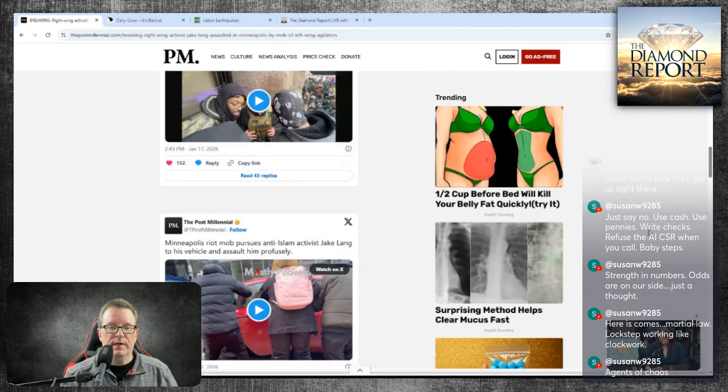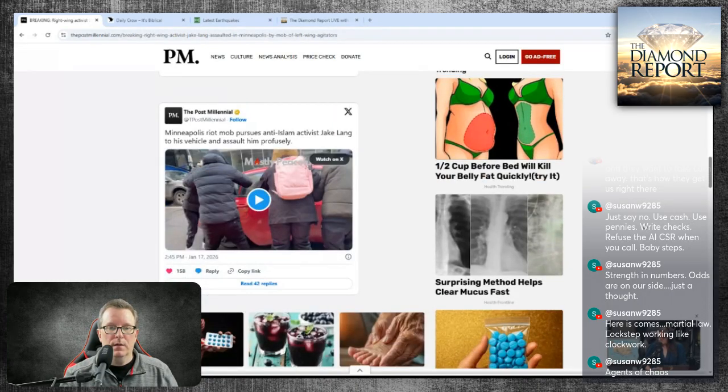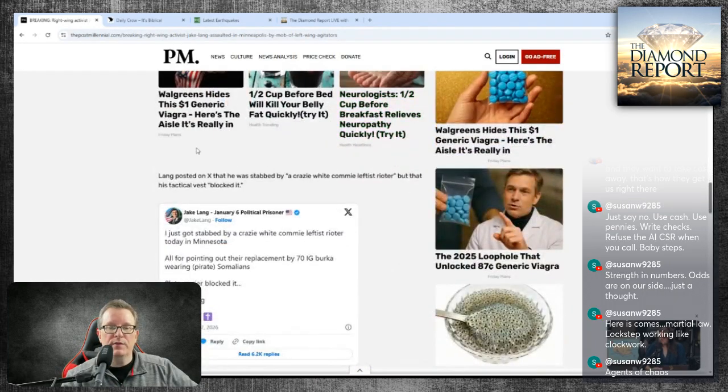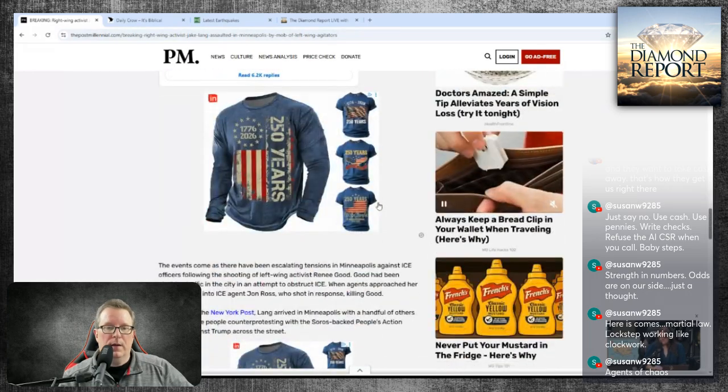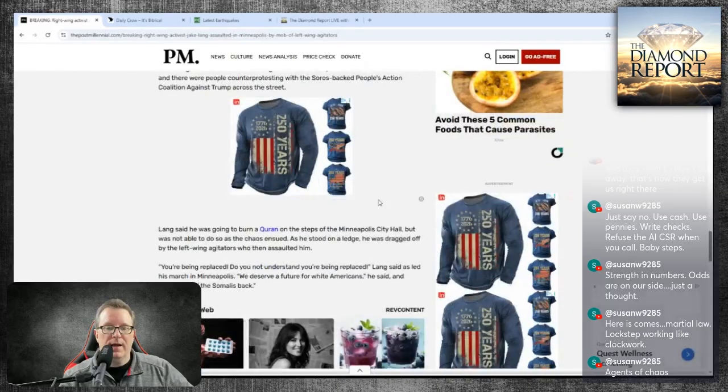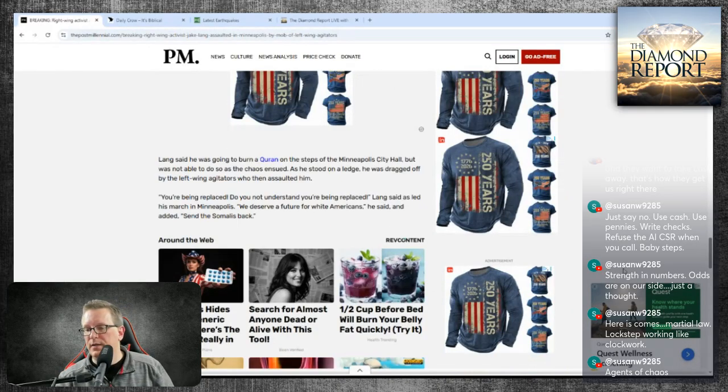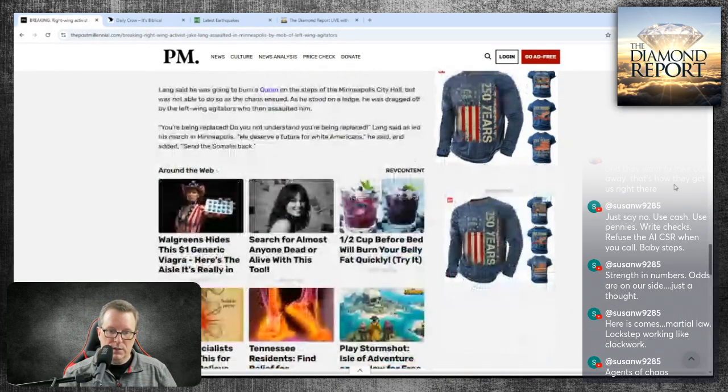So, there's video. Minneapolis riot mob pursues anti-Islam activist Jake Lang to his vehicle and assaults him profusely. Yeah, Lang posted on X that he was stabbed by a crazy white commie leftist rioter, but that his tactical vest had blocked it. So, wow. Things are getting out of hand up there in Minnesota. So we'll see what happens.